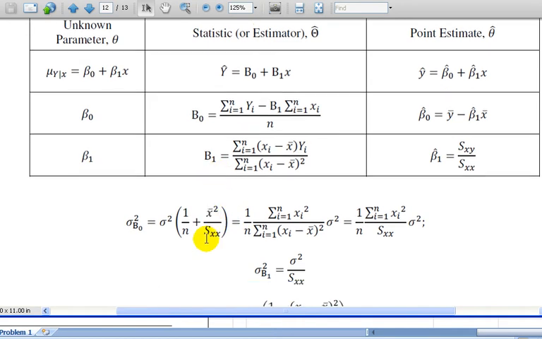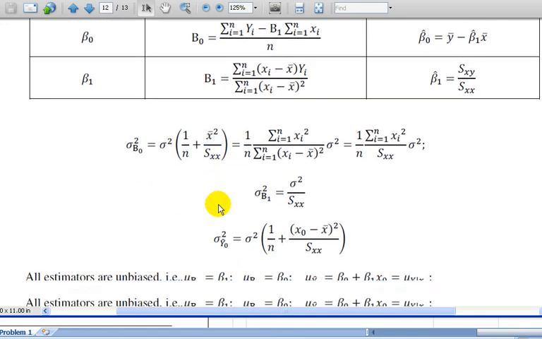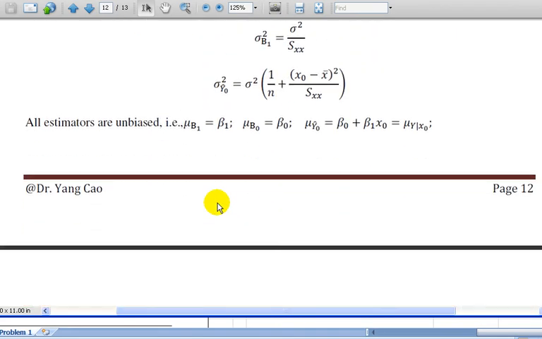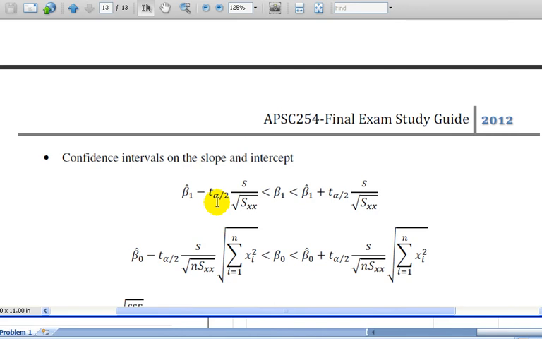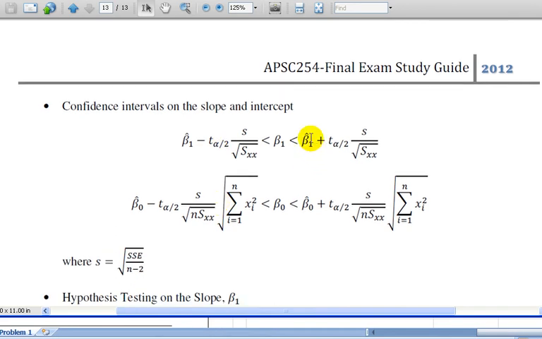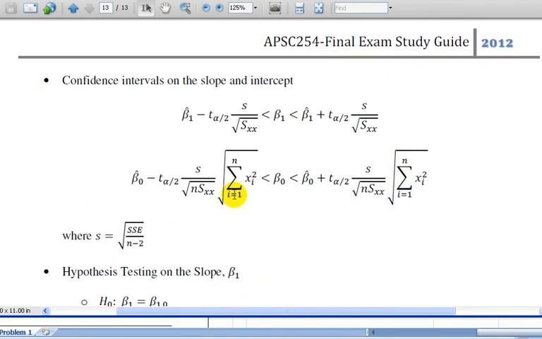The beta naught with a statistic of this, whose variance is this. So you can see the quantity of these is exactly the same. It doesn't matter, so they're equivalent here. So then the confidence interval for beta naught and beta 1 are shown over here. So this is beta 1's confidence interval. This is beta naught confidence interval.